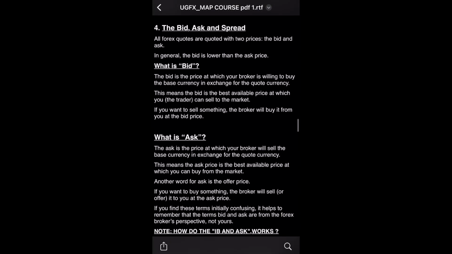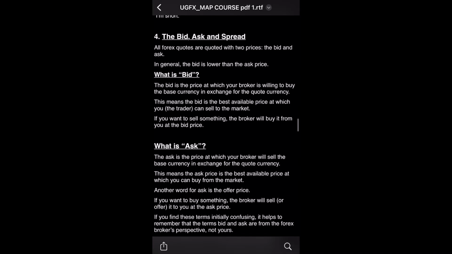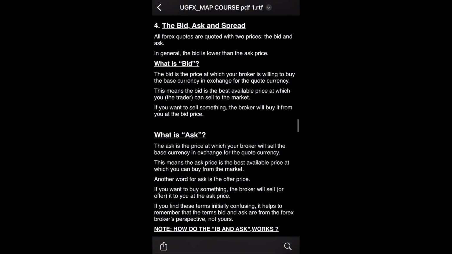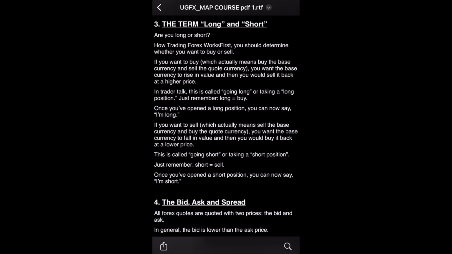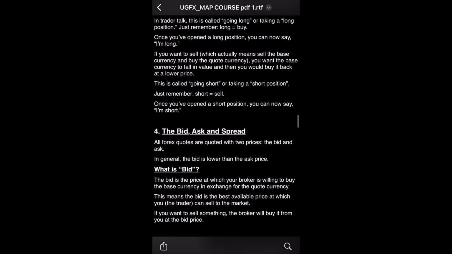Now, what is ask? The ask is the price at which your broker is willing to sell the base currency in exchange for the quote currency. This means the ask price is the best available price at which you can buy from the market. Another word for ask is the offer price. One thing you need to understand, as I said earlier when we were discussing the bid price, is that it is all about buying and selling in the market space. So you can access the market. These bodies help you to place your trade. You understand? So this is what they do there.